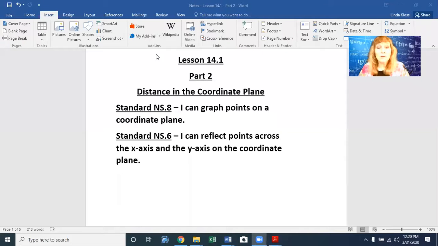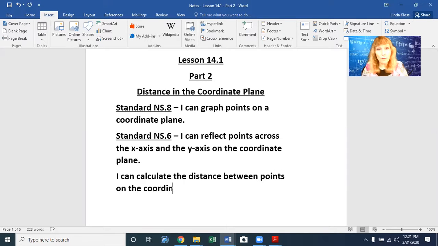Okay, today's standards are going to be covering the same ones as our last video, NS8 and NS6. I can graph points on a coordinate plane, and I can reflect points across the X and Y axis. And in addition to that, today, this is also part of NS6, I can calculate the distance between points on the coordinate plane. So that's the new thing that we'll be doing today as part of NS6.